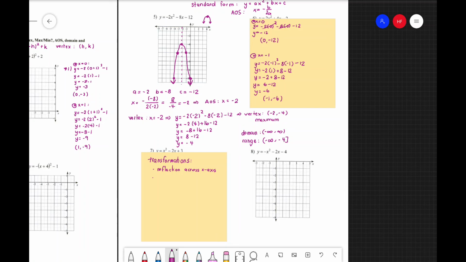I also know that my vertex changed because in the parent function it's 0, 0. So it's a horizontal shift left 2 units and a vertical shift down 4 units. And that's how we end up with that vertex of negative 2, negative 4.